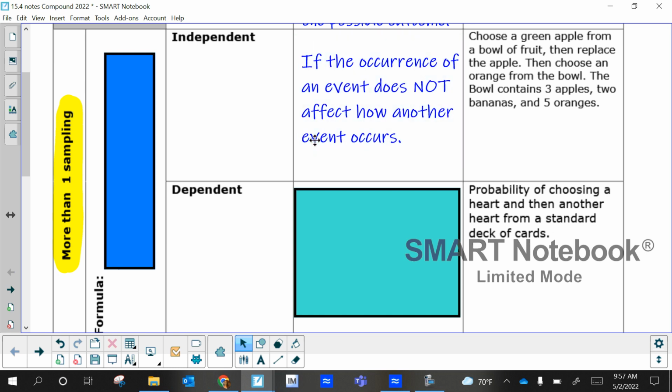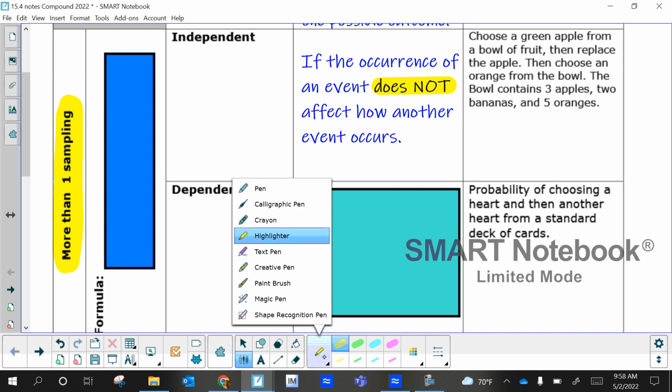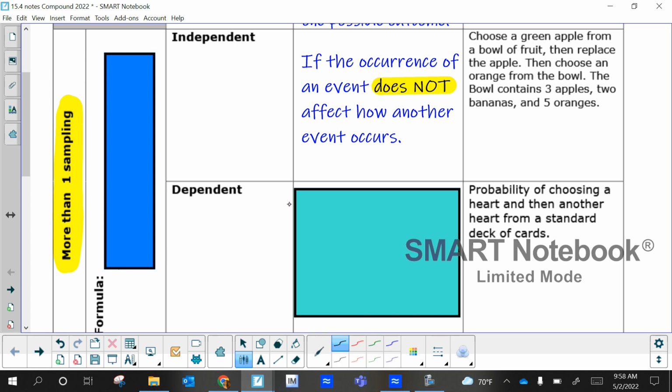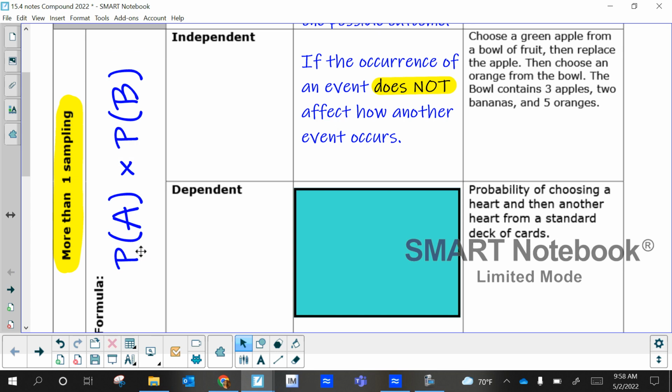So let's write down what an independent event is. This is a type of event if the occurrence of the event does not affect how another event occurs. I think that's important. So let's look at this example here, and we'll write out using the formula. Let's write down the formula first. You're going to take the probability of the first event, and then you're going to multiply by the second event. That's the key thing.